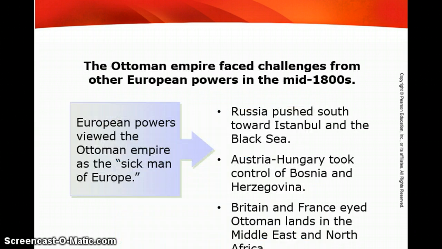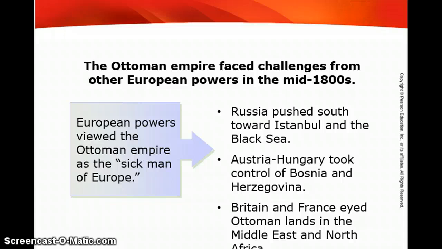The Ottoman Empire faced challenges from other European powers in the mid-1800s. In fact, the Ottoman Empire was known as the sick man of Europe. It had been around for an awfully long time. It was on its way out. Russia pushed south toward Istanbul and the Black Sea. Remember the Crimean War of 1855.